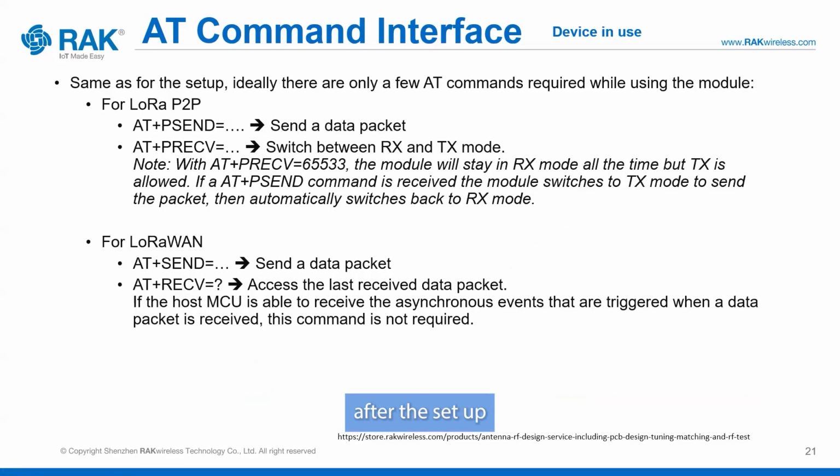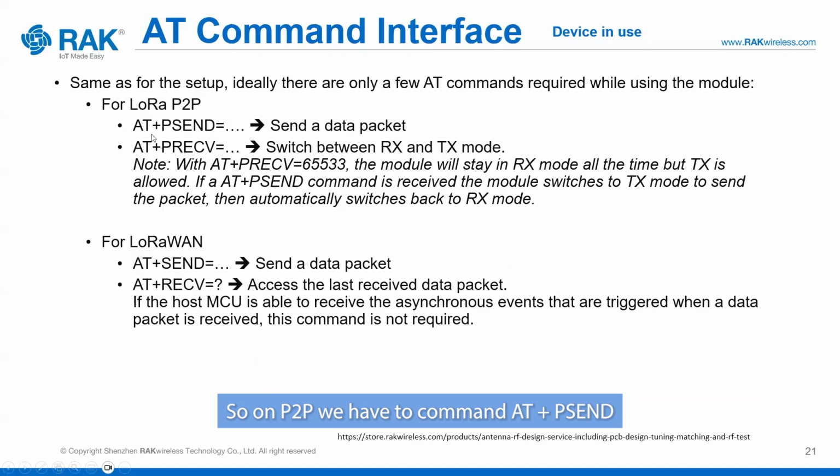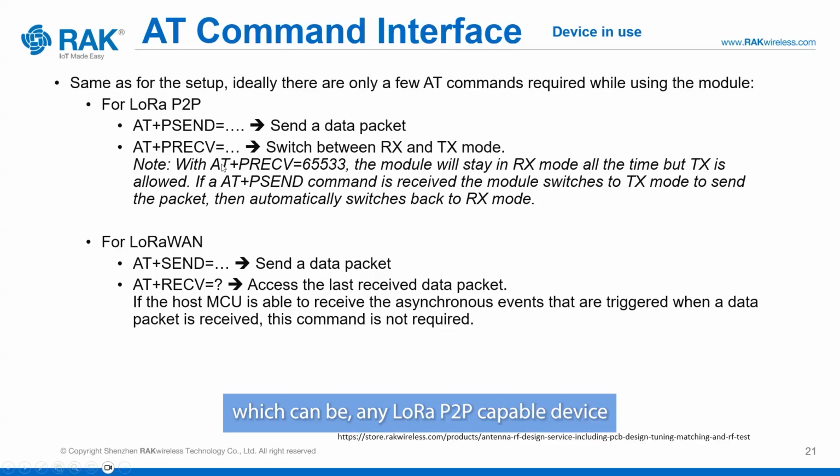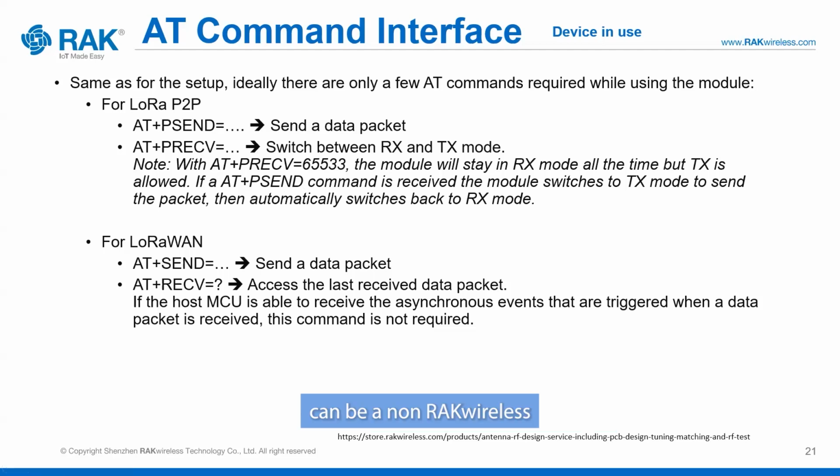For using the device after the setup and after it has connected, there are also only very few AT commands required. So on P2P, we have the command AT+PSEND to send a data packet, and AT+PRECV to switch the module into RX mode so it can receive packets coming in from another P2P module, which can be any LoRa P2P capable device. It can be a non-RAK wireless module as well. It can be a device set up with a completely different LoRa transceiver, as long as the transmission configuration is the same.